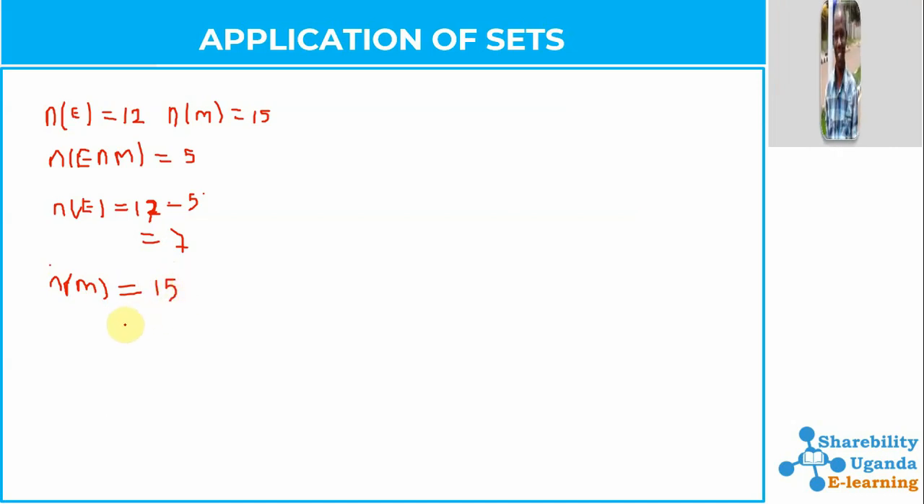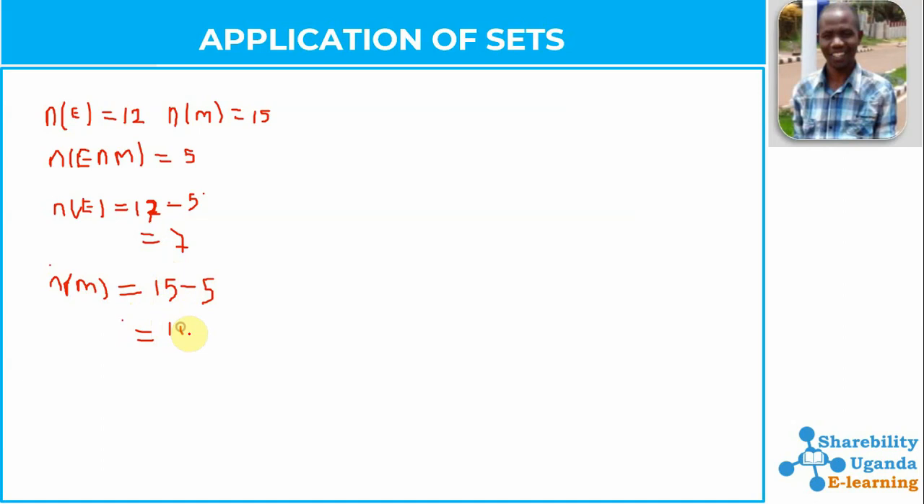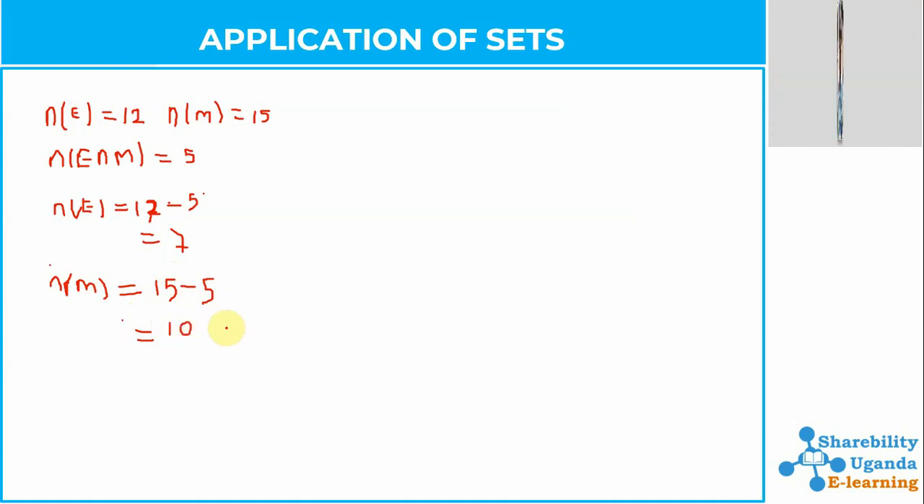Then we shall also now be able to say our 15 minus those number of pupils who are doing both. So we shall be able to get those as 10. Those are the number of pupils who only do one subject. Those who are only doing mathematics and those who are only doing English.